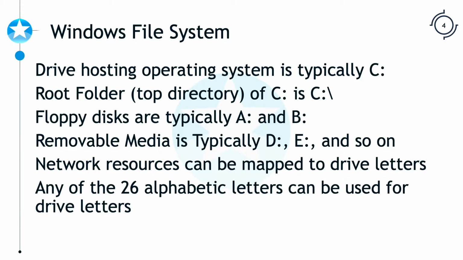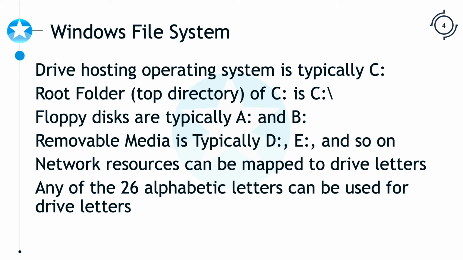Let's talk through the basics of the Windows file system. The drive hosting the operating system is typically the C drive, or C colon. Now the top, or the root, of the C drive is C colon backslash. If you remember from Linux, Linux uses the forward slash, but on Windows we use the backslash. So to get to the top, or the root, of the drive, we use a backslash with nothing after it.